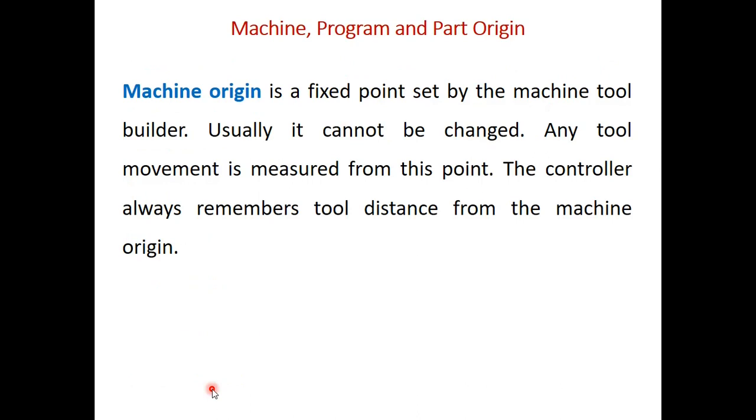Now before going to the actual program we have to go through some basics. First we have to understand, more importantly, machine origin, program origin and part origin. Let's see one by one. Machine origin is a fixed point set by the machine tool builder. Usually it cannot be changed and any tool movement is measured from this point. The controller always remembers the tool distance from the machine origin.